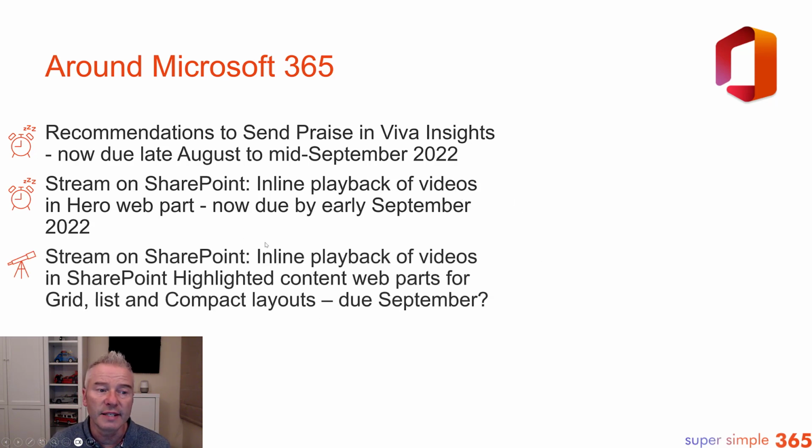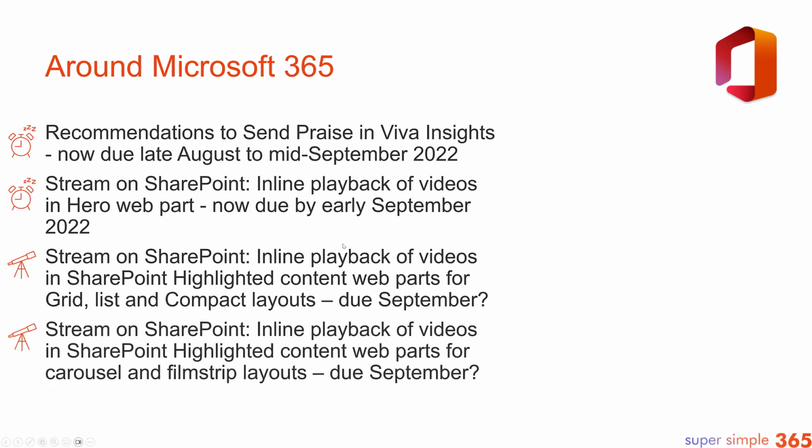Now, related to that, if you want to watch inline playback of videos in the highlighted content web part for grid, list and compact layouts, and a similar thing for the SharePoint highlighted content web parts for carousel and film strip. So all of those seem related, don't they? I wouldn't be surprised if they all come out at once. If the Hero web part one gets pushed back a little bit, then maybe, if it isn't already out, of course, they all appear at the same time.